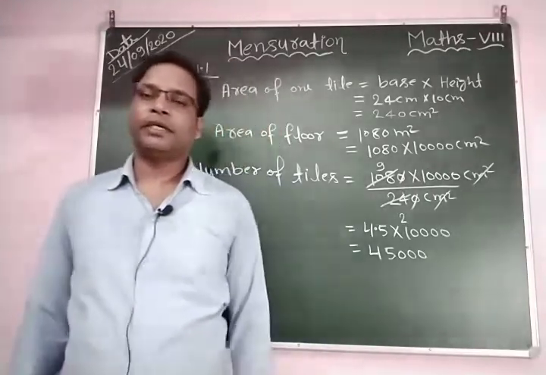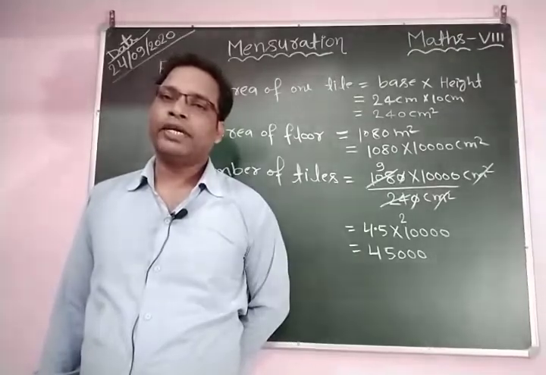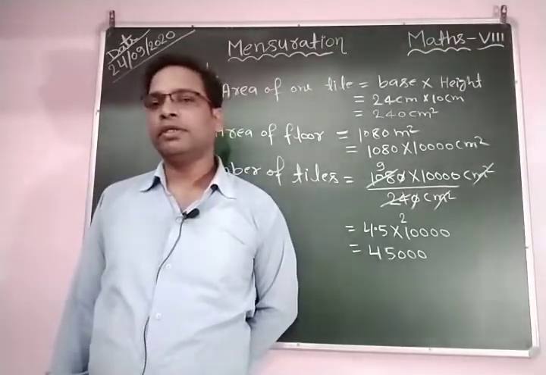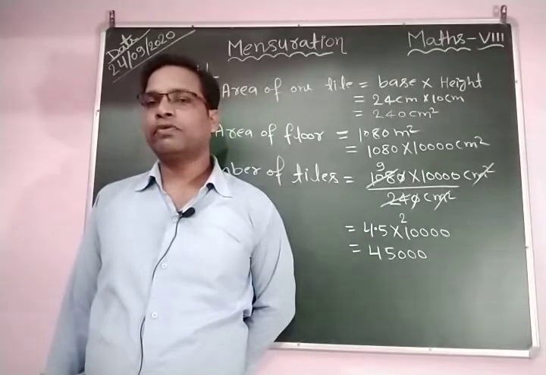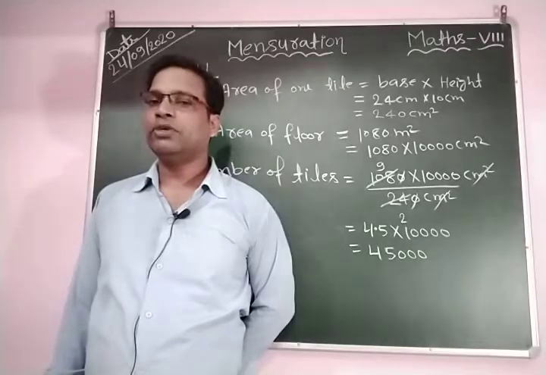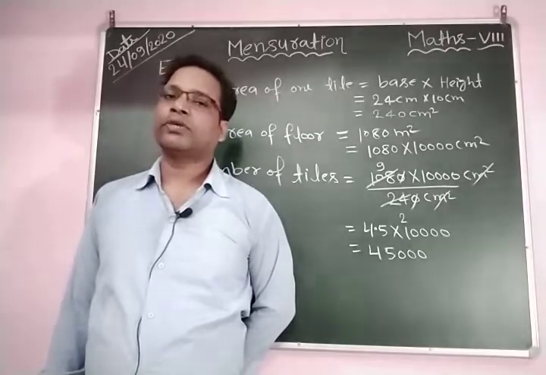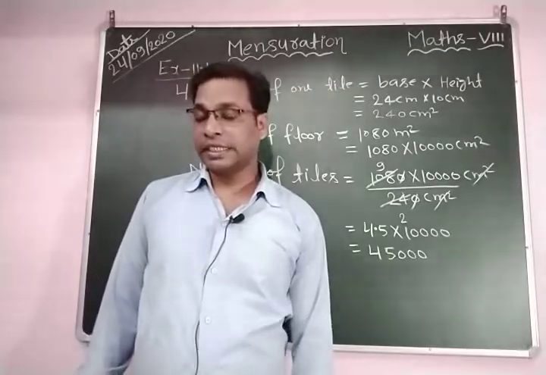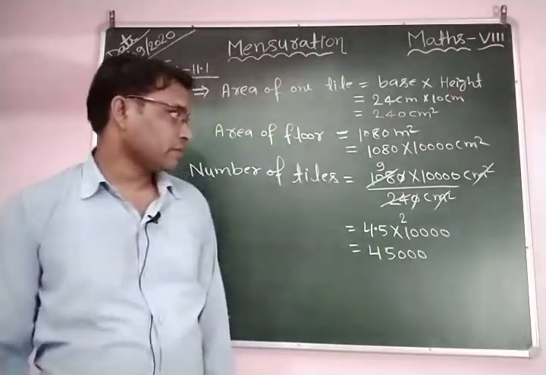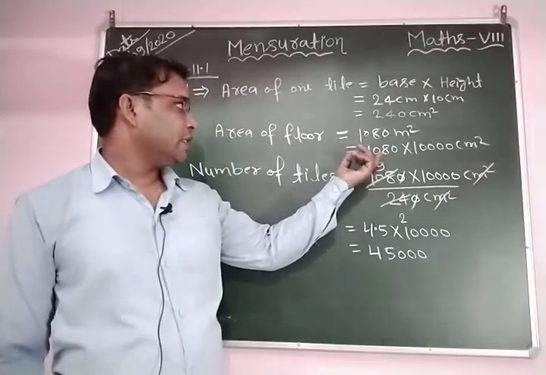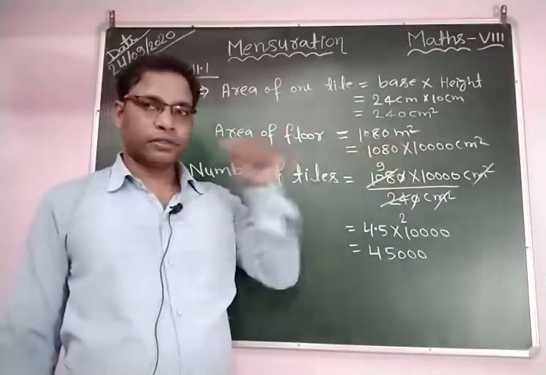We know that 1 meter is equal to 100 centimeter. It means that 1 meter square is equal to 1 meter into 1 meter. This is equal to 100 centimeter into 100 centimeter. So you can say 1 meter square is equal to 10,000 centimeter square. Clear? And now in this way we find the area of the floor.